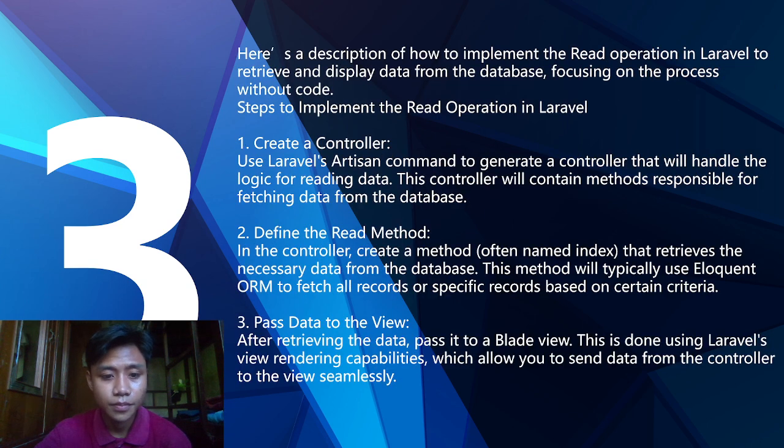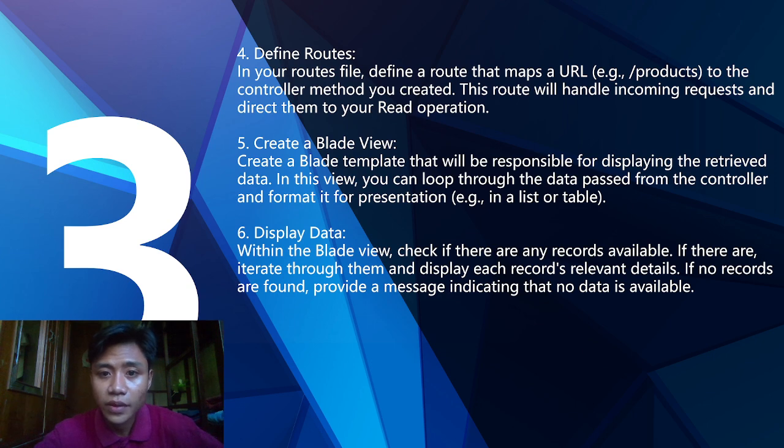4 is define routes. In your routes file, define a route that maps a URL like products to the controller method. This route will handle incoming requests and direct them to your read operation. 5 is create a Blade view. Create a Blade view template that will be responsible for displaying the retrieved data. In this view, you can loop through the data passed from the controller and format it for presentation.